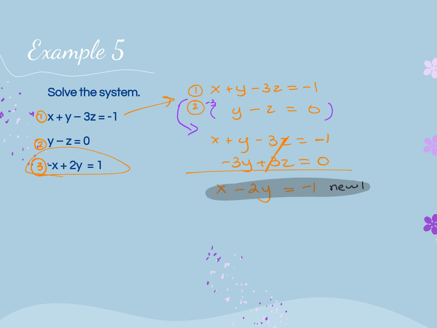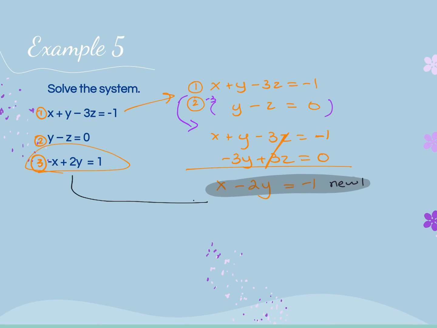You could have done it. You just get different numbers along the way, but you get the same answer. Okay, so now I have that one, and I have to use 3. So I'm going to pull 3 over: -x plus 2y equals 1.